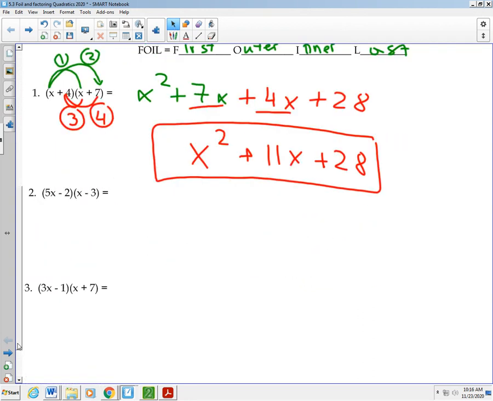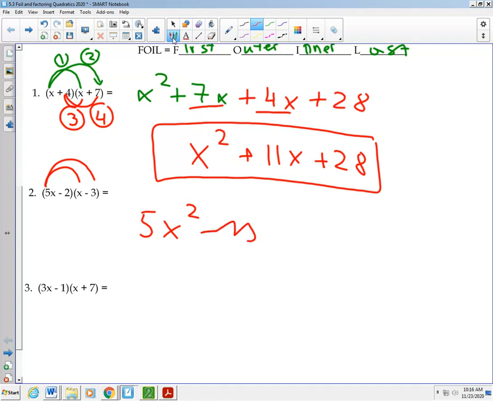I hope you had enough time to do number 2. Number 2, same thing. First step, 5x times x, which is 5x squared. Outer, 5x times negative 3, negative 15x. Let me erase this. My smartboard is not working properly.